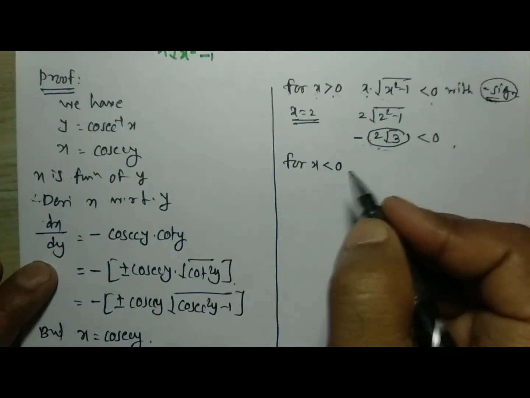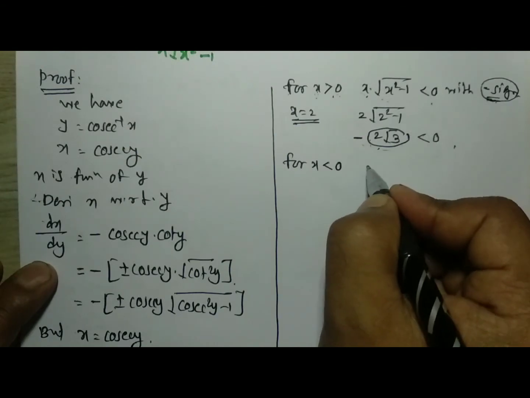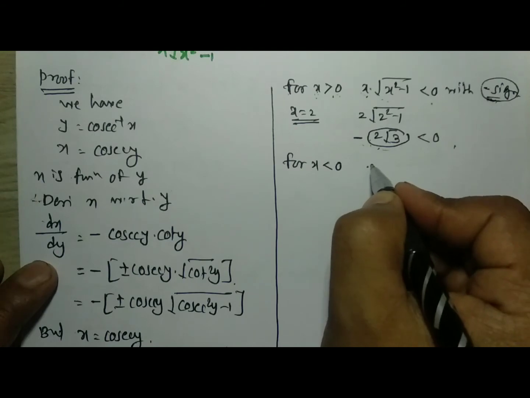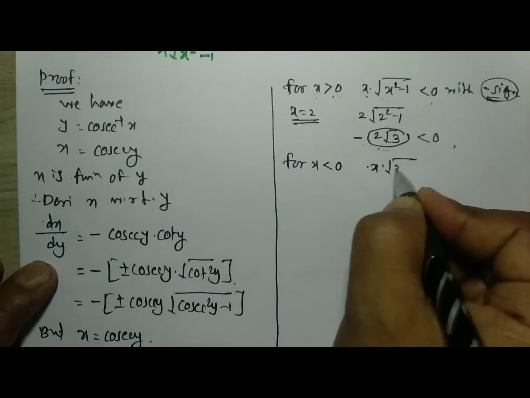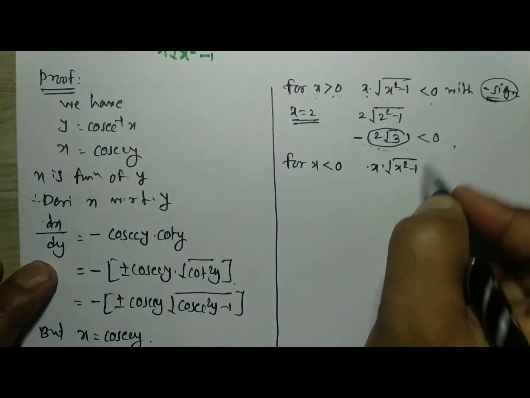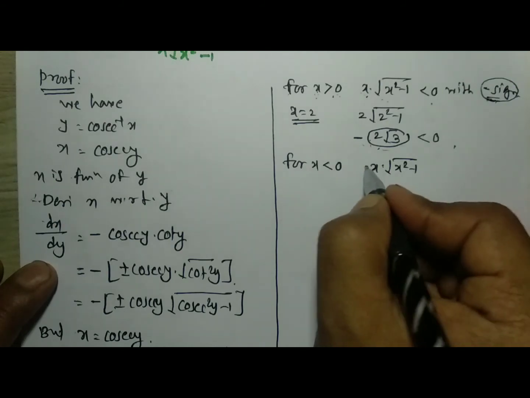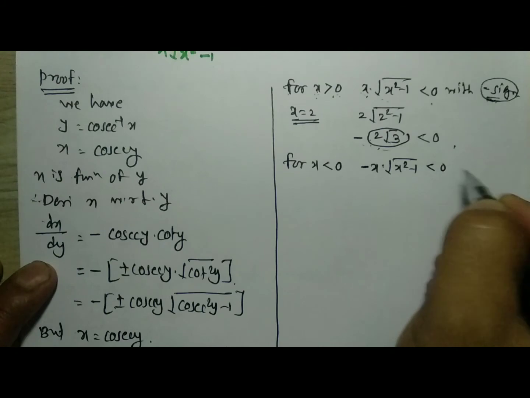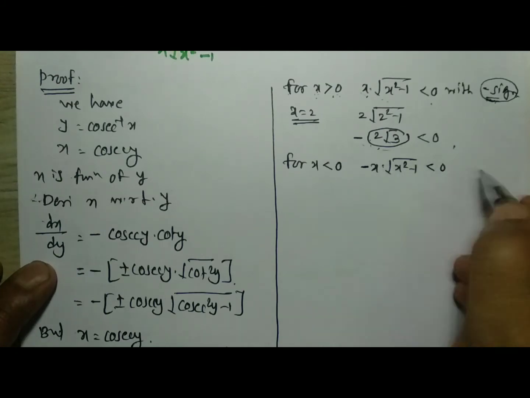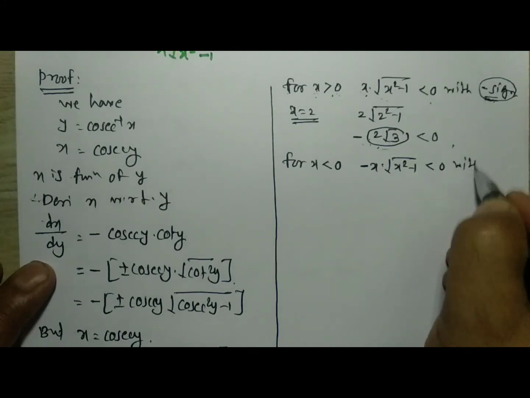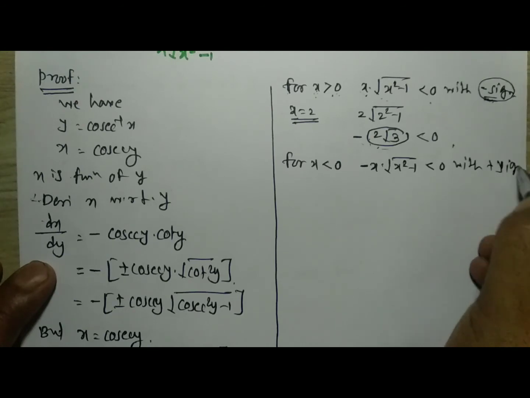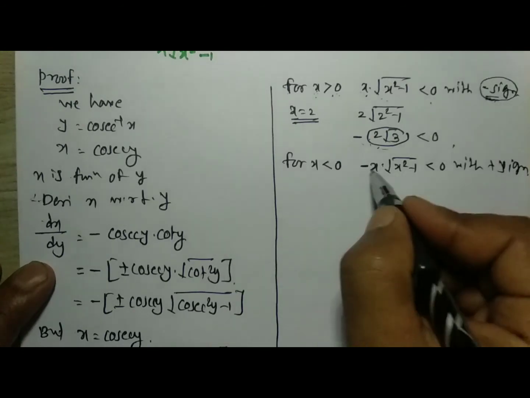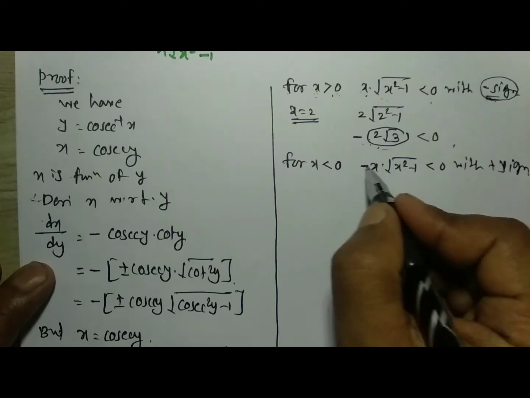What is the value you have to take into consideration? x is less than 0. At that time you will get x into square root of x square minus 1, that means minus x square minus 1 is less than 0, with a positive sign. How is it calculated? First of all, you have to consider that.